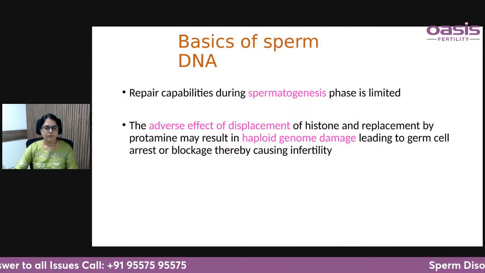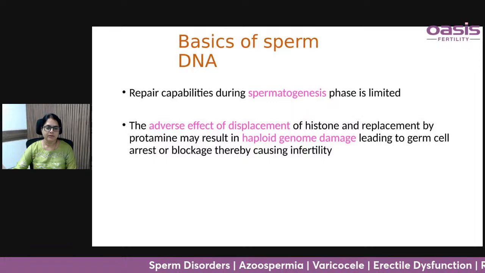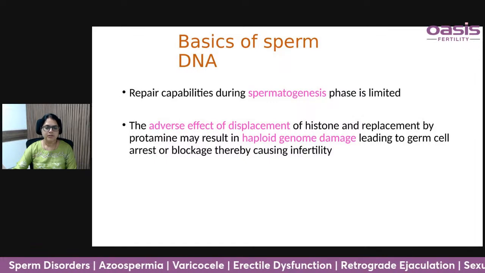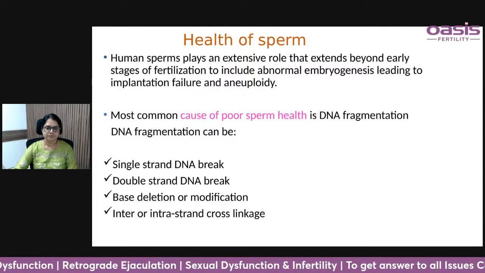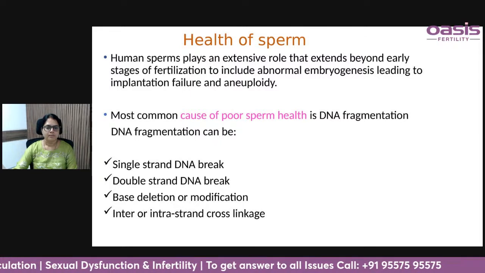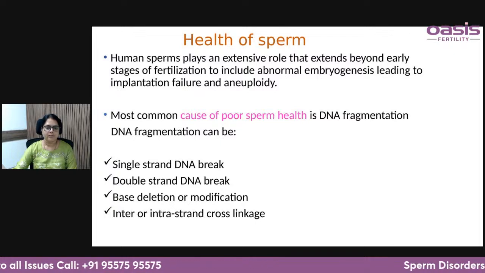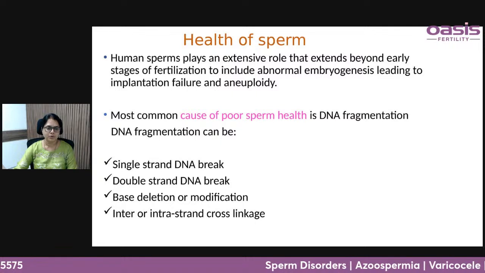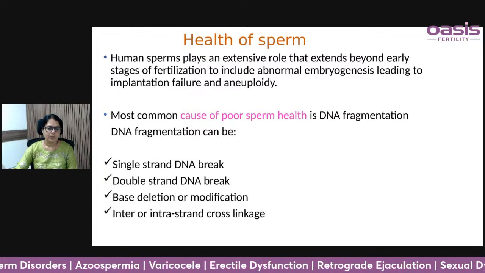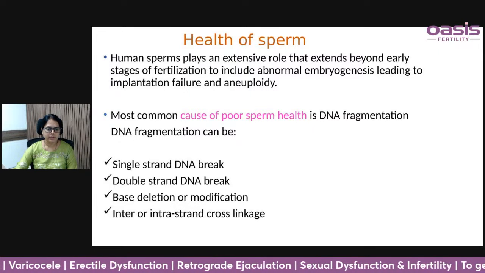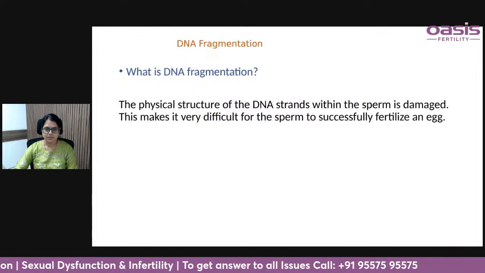So repair capabilities during the spermatogenesis phase are limited. The adverse effects of displacement of histone and replacement by protamine may result in haploid genome damage, leading to germ cell arrest or blockage, thereby causing infertility. Therefore, the health of the sperm plays an extensive role that extends beyond early stages of fertilization to include abnormal embryogenesis leading to implantation failure and aneuploidy. So, the most common cause of poor sperm health is DNA fragmentation, and DNA fragmentation can be single strand DNA break, double strand DNA break, base deletion or modification, inter or intra-strand cross linkage.